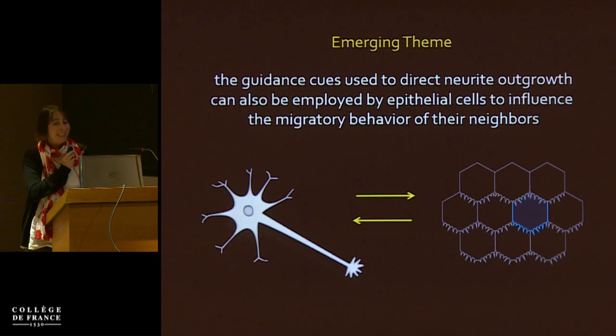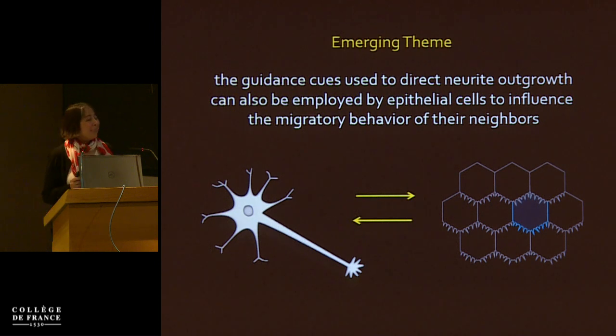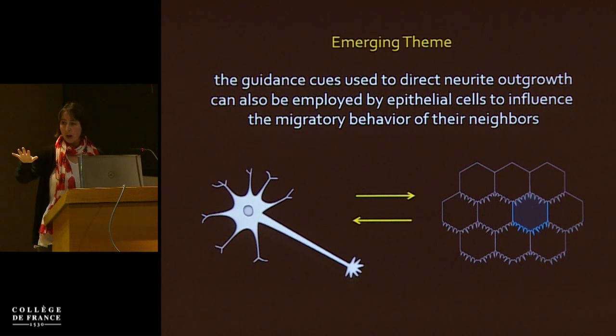All right, final slide. So what we think is emerging here is this idea that you could deploy neuronal guidance cues in an epithelial context. And the reason that we like thinking about this is ultimately, if you're thinking about the steering of a growth cone through the body, what you're doing when that growth cone encounters a guidance cue in the environment is allowing those cells to influence the migratory behavior of another cell. And so for us, it makes a lot of sense that you could deploy these same molecules in an epithelial context to allow each epithelial cell to modulate the migratory behavior of its neighbors.